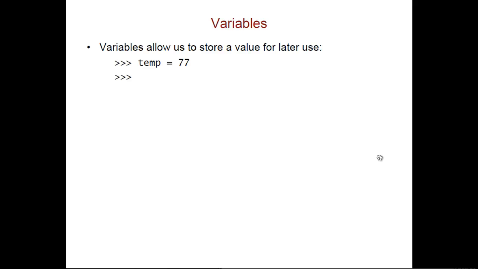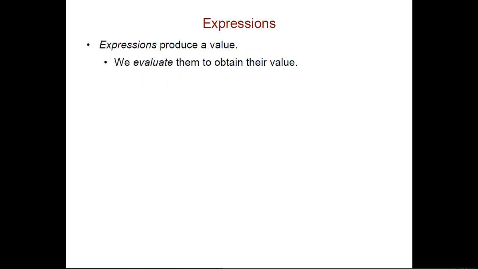But then I can use that variable to compute other things. So I could convert the temperature from Fahrenheit to Celsius, and if I enter this expression, you'll see that we end up with 25.0. So variables are one key building block. Another key building block is an expression. And in computer science, an expression is anything that produces a value. We evaluate them to obtain their value.